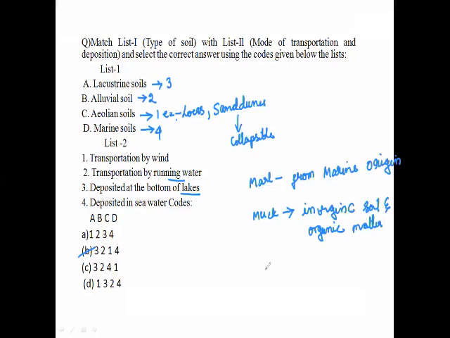There is another soil, another word for soil, that is nothing but caliche. So what is caliche? It's a conglomerate of gravel, sand and clay cemented by calcium carbonate. Means in the soil, it's a conglomerate of gravel, sand, and clay, and they are cemented together by calcium carbonate. So this soil we call caliche.